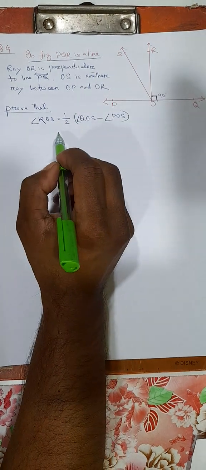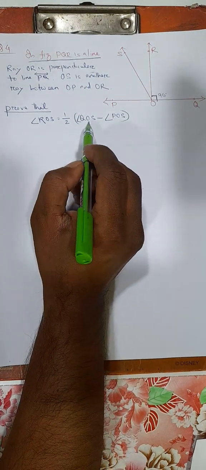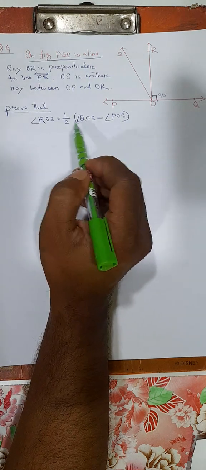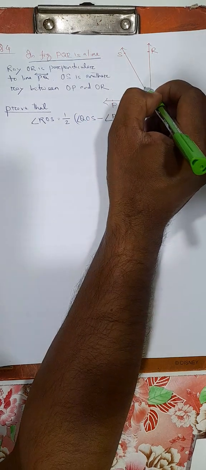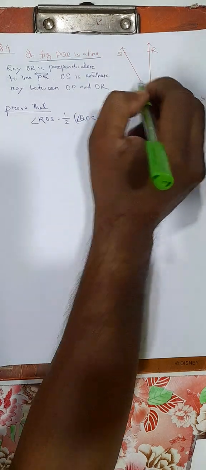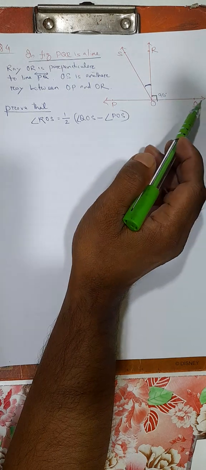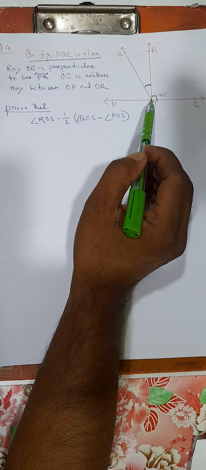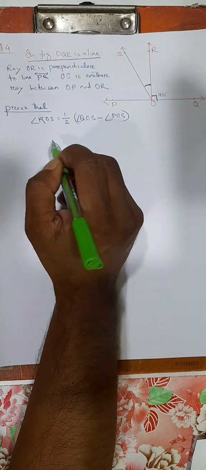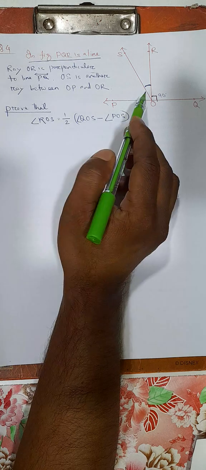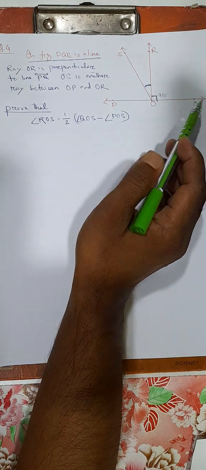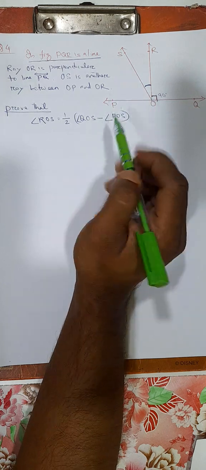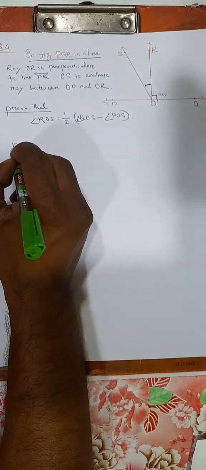Then prove that angle ROS is half of angle QOS minus angle POS. Angle ROS means this angle. This angle is half of angle QOS minus angle POS. So find the relationship between angle ROS, this angle, with angle QOS and angle POS. Now let us prove this.